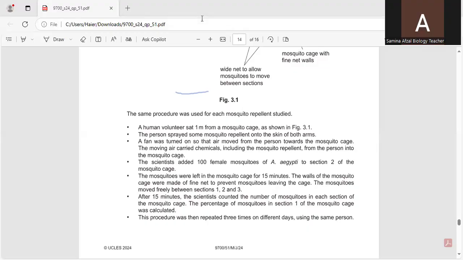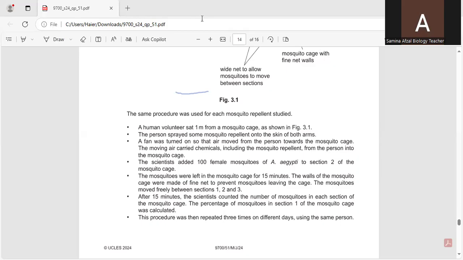A human volunteer sat 1 meter from a mosquito cage as shown in figure 3.1. The person sprayed mosquito repellent onto the skin of both arms. A fan was turned on so that air moved from the person towards the mosquito cage.